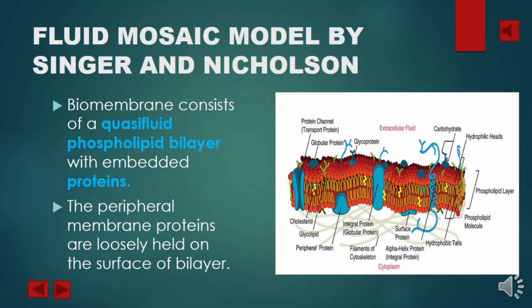Next, coming to the fluid mosaic model by Singer and Nicolson. It is the biomembrane consisting of a classified phospholipid bilayer with embedded proteins. This model explains the structure of the plasma membrane of animal cells as a mosaic of components such as phospholipids, proteins, cholesterol, and carbohydrates. The peripheral membrane proteins are also loosely held on the surface of the bilayer.